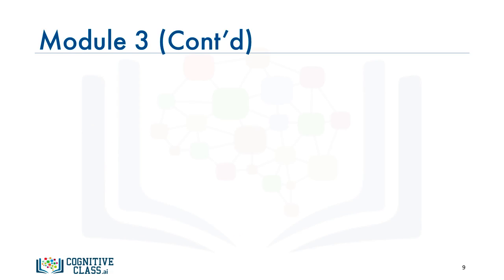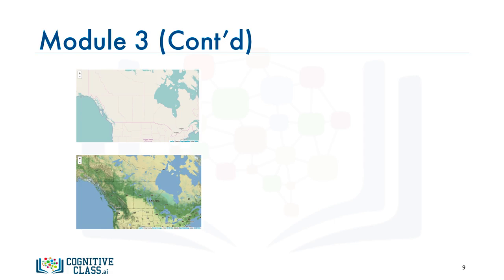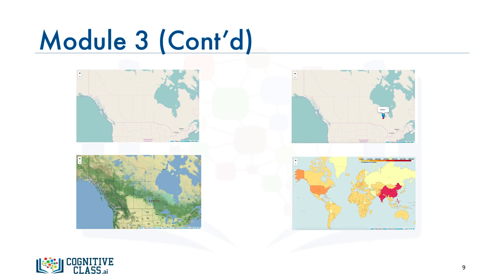Finally, in this module, we will explore another library, Folium, which was built primarily to visualize geospatial data. So we will learn how to create maps of different regions of the world, superimpose markers of different shapes on top of maps, and learn how to create choropleth maps.